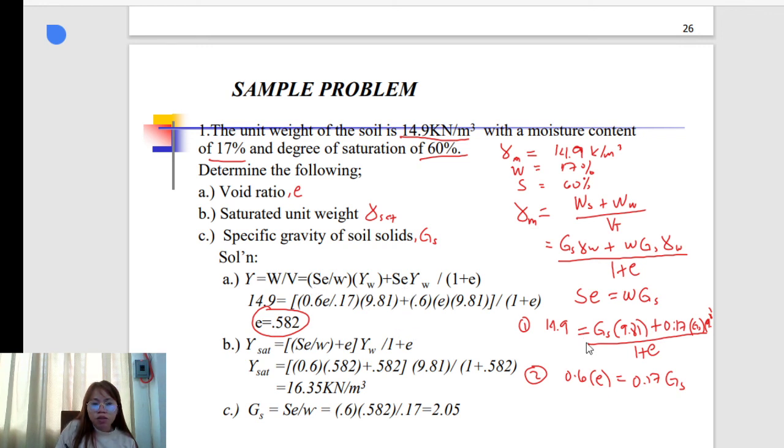Actually, this is the same solution as this one, but this solution converts G sub S into SE over W. But you can also follow this one so that only one is unknown, the void ratio E.